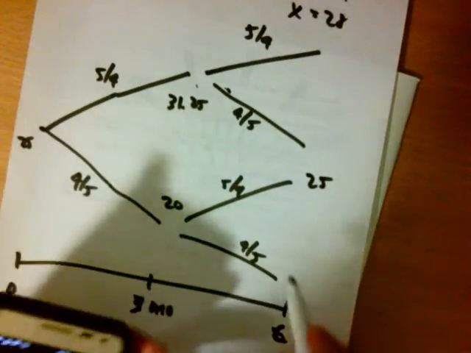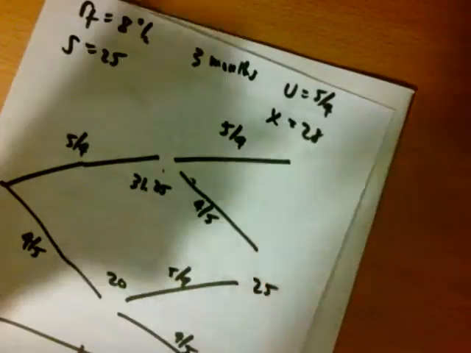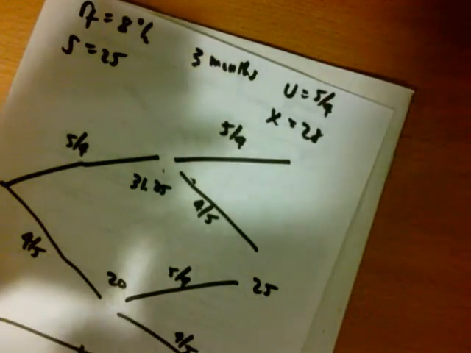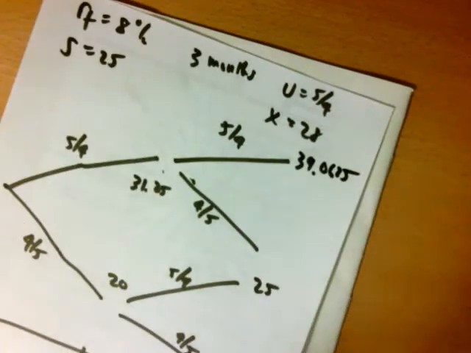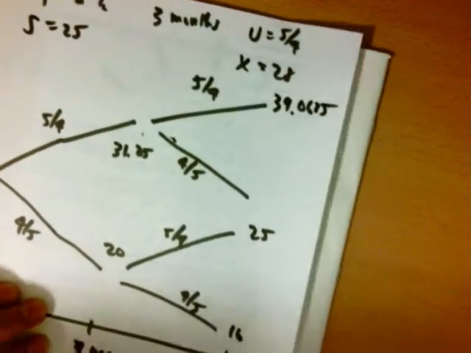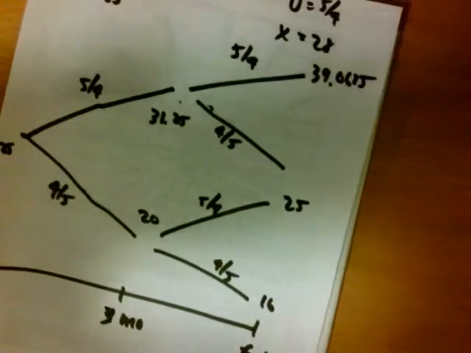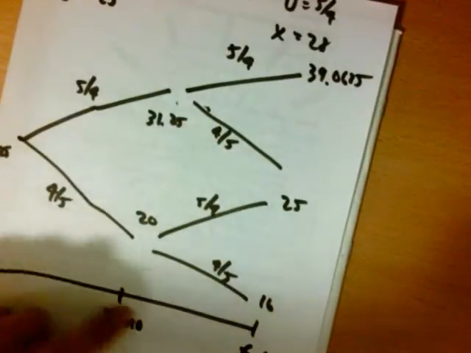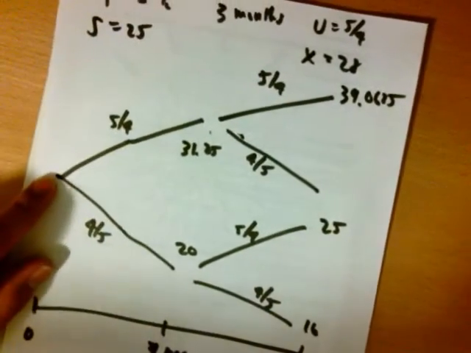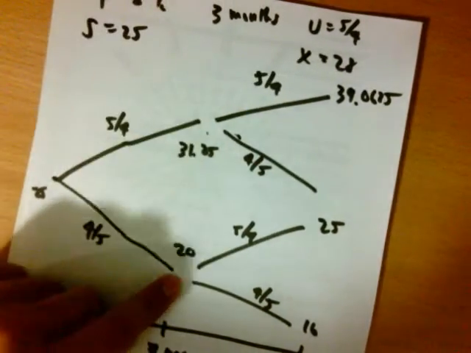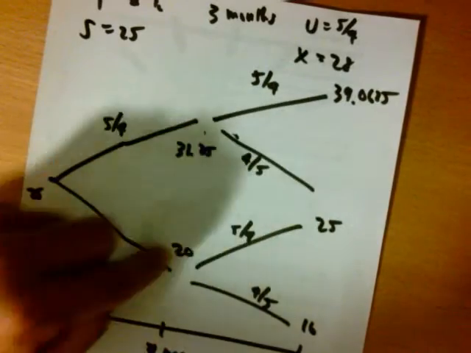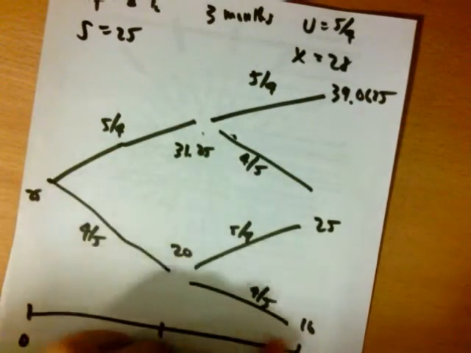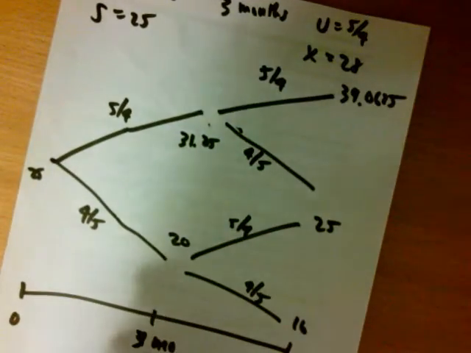The down-down here is 16, and then the up-up is 31.25 times 1.25, and you should get 39.0625. Okay? So whenever you deal with the option pricing model, you always take care of the price of the stock first at all nodes. This is the initial node, this is the up node, the down node, this one is up-down or down-up, and this one is down-down. So you calculate all the values of the stock.